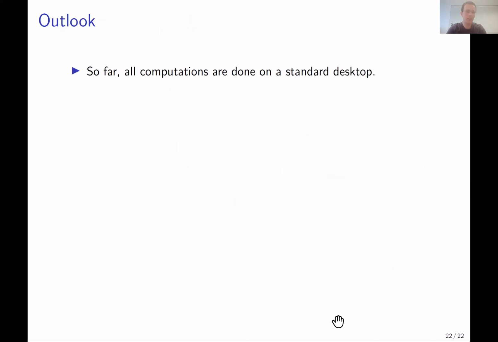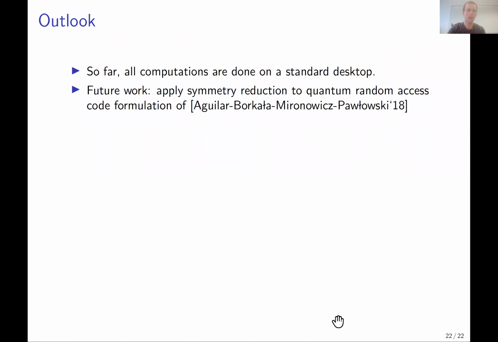Okay, and then I think the time is almost up. So let me just give you a short overview of what is next. So far, all the computations we've done are done on a standard desktop. And by standard desktop, I mean Sven's personal computer, which is pretty good. It has 32 gigabytes of memory, but it's not a supercomputer. So maybe that's one direction to push the computations a bit further.